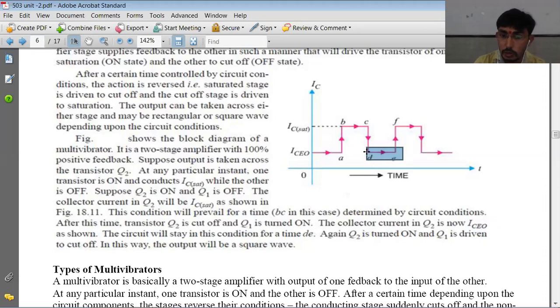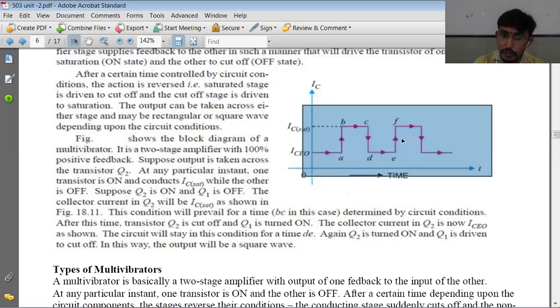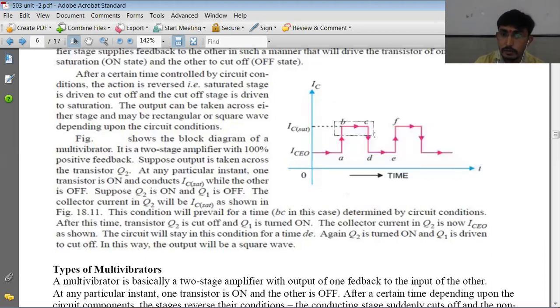That is denoted by the curve, and that is dependent upon the circuit time constant. After a certain time interval, again this condition will arise, in which Q2 will be in saturation and Q1 will be at cutoff. So in this way, the square wave will be generated, and the width of this square wave can be changed by changing the time constant.